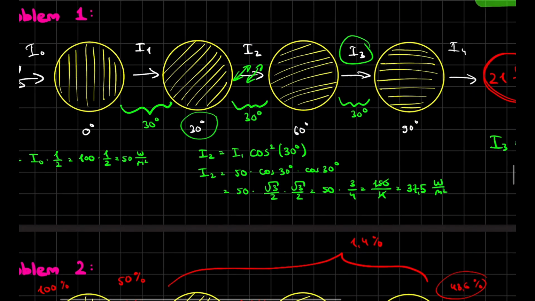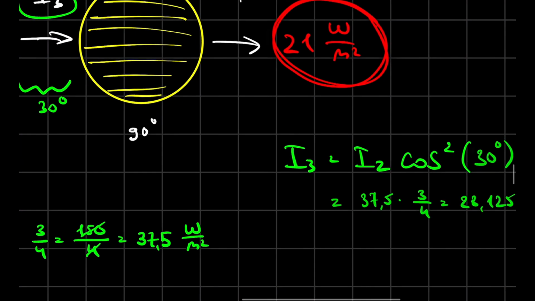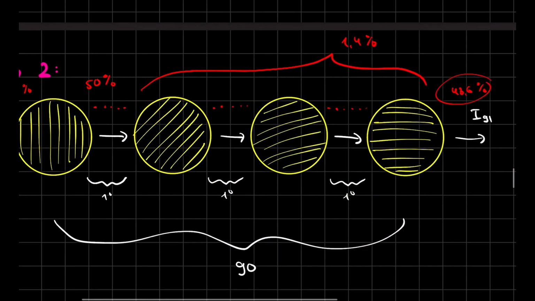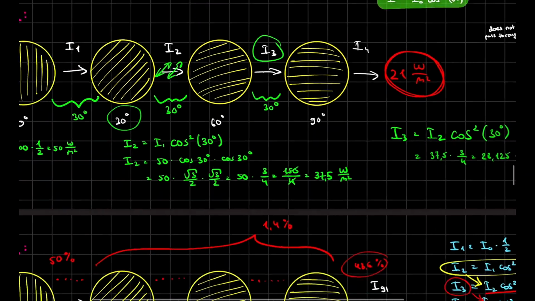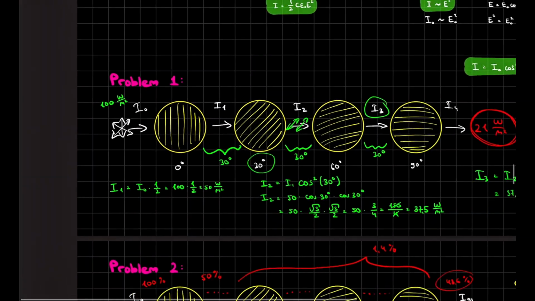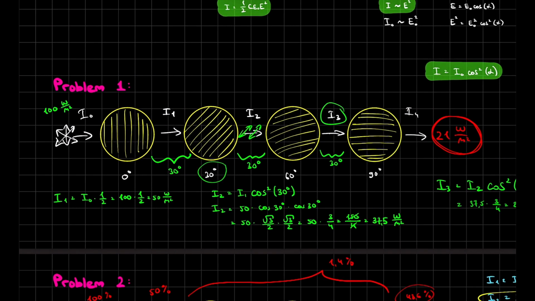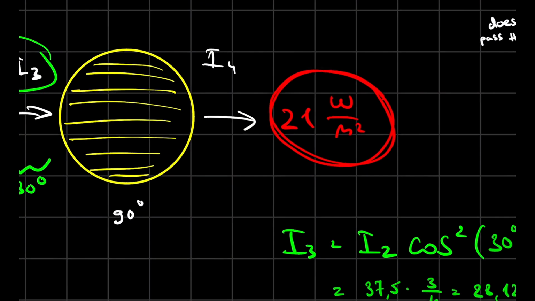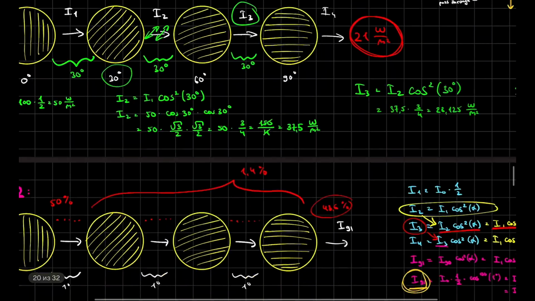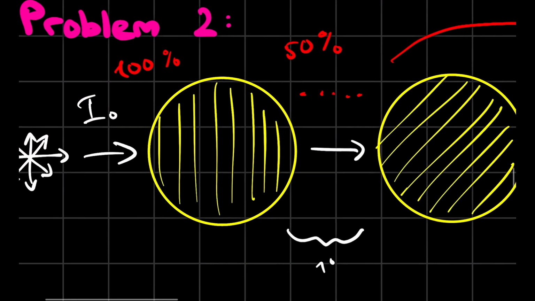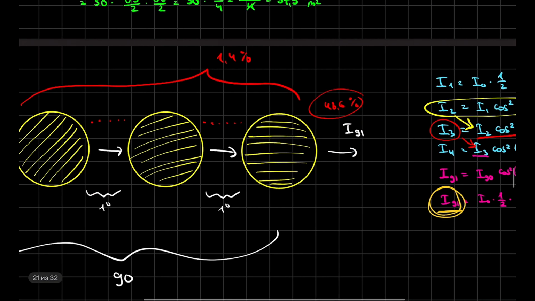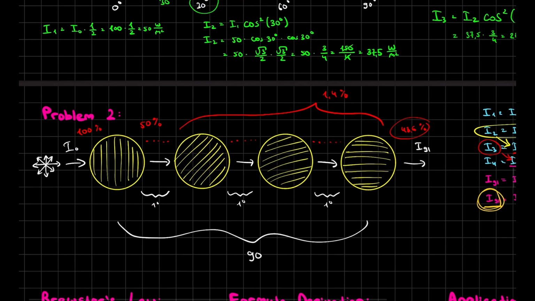As you can see here, it's just 4 polarizers, but it is 21 watts per meter squared. And 21 is definitely, if the beginning is 100, after passing 4 polarizers with a relative angle of 30, it decreased about 5 times. But here, if we put 90 polarizers, after the first polarizer it decreases by half, but after the 90th, it decreases just by 1.4%. And that is very interesting.